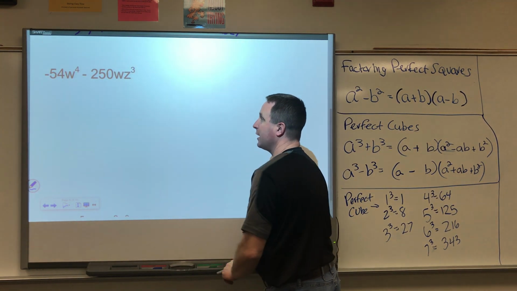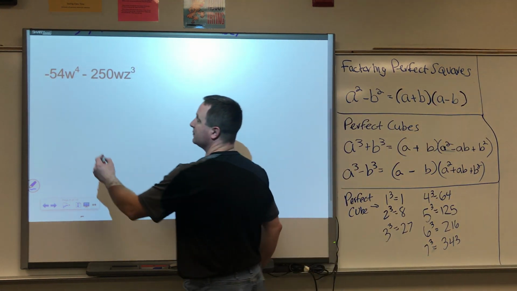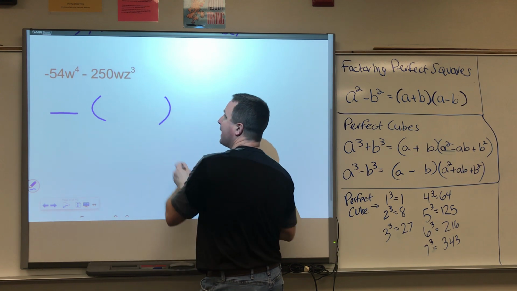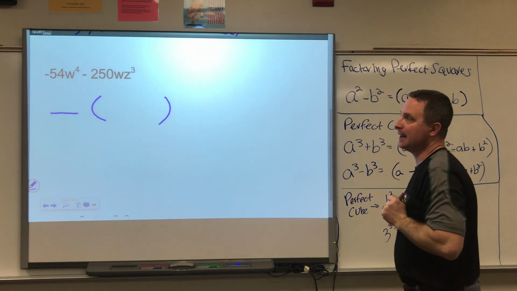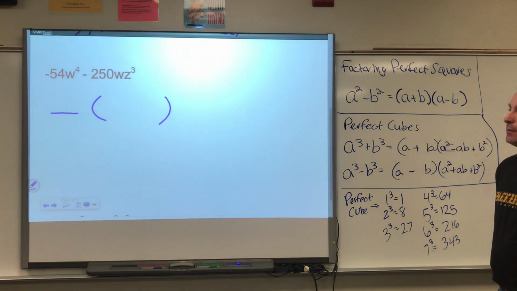54 is not a perfect square or cube. 250 isn't a perfect cube either. So my guess is they have a greatest common factor. Oh boy, that's a tough one. But just for time's sake, I'm going to tell you that 2 goes into both of them.